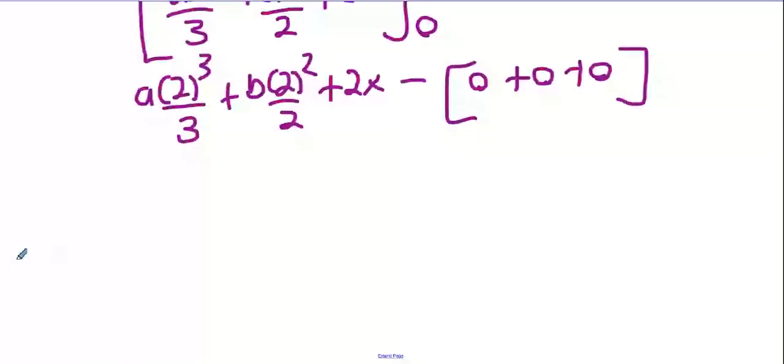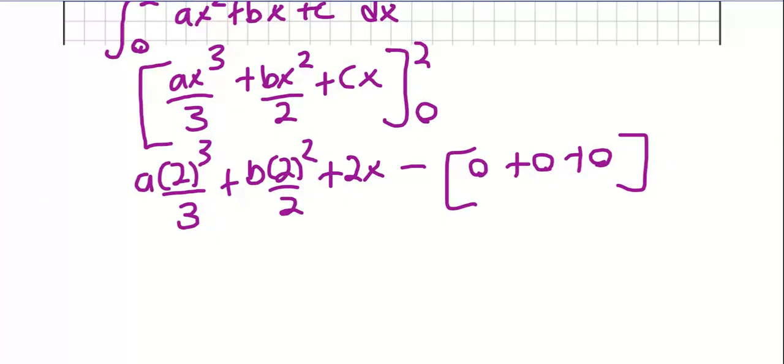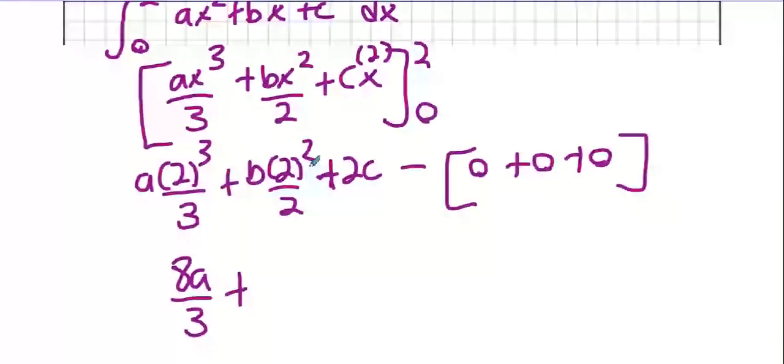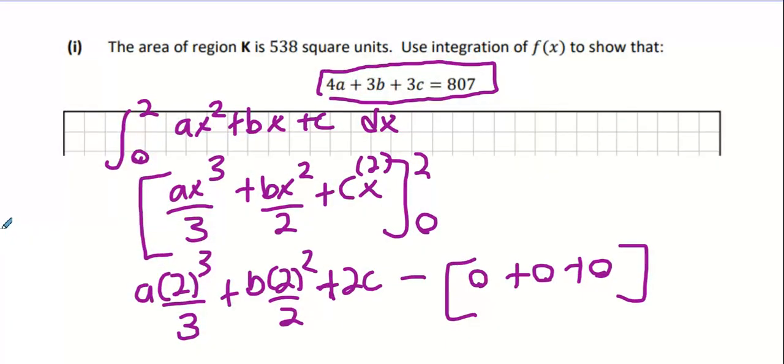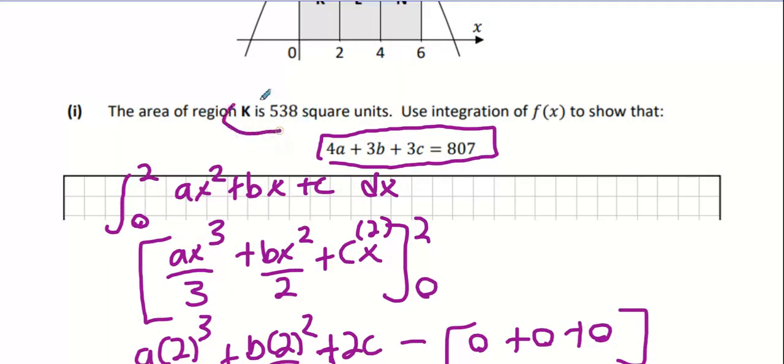And what I'm going to be left with, oh sorry, it's not a 2x, the x gets replaced with 2, so it's going to be 2c. Sorry about that. And we're going to get 8 over a times 3 plus 4 over 2, which is just 2b, plus 2c. And that all equals 538, because it says the area is 538.